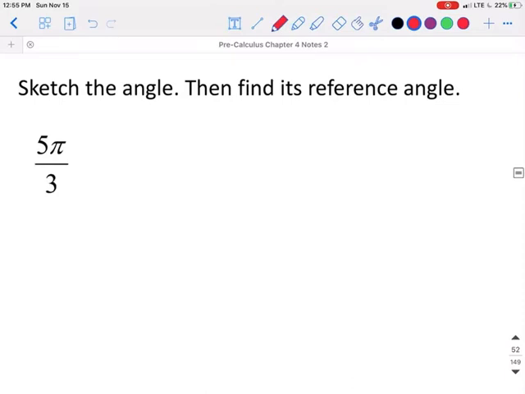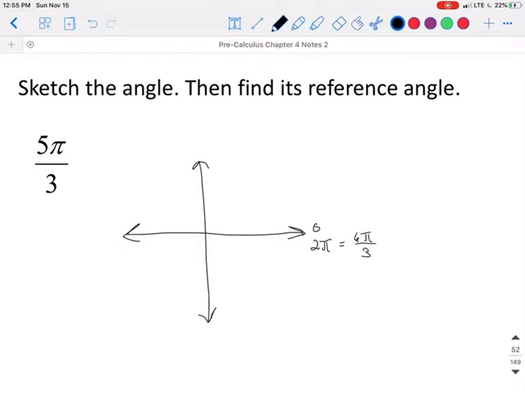We need to sketch 5 pi over 3. So a whole circle is 2 pi. So this is 0 and 2 pi. Another way to write 2 pi is to write it as 6 pi over 3. So 5 pi over 3 is going to be around the circle, almost to the end of the circle, but not quite there yet. So this is 5 pi over 3.